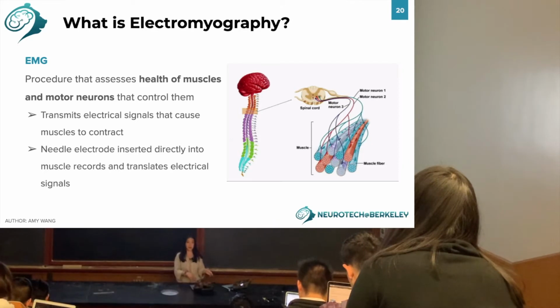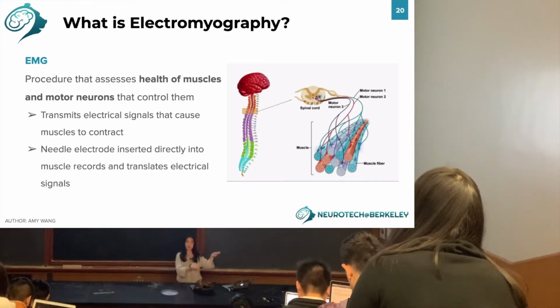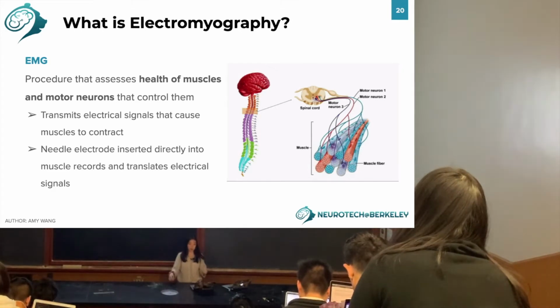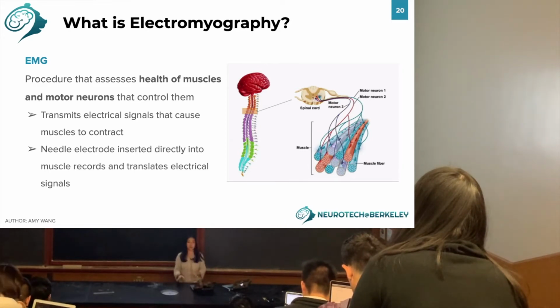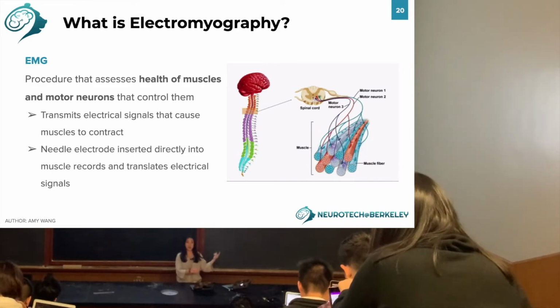So the brain has upper motor neurons in the cortex of the brain, and these map to lower motor neurons in the spinal cord, which then have axons that come in contact with individual muscle fibers. So it's got that whole connection from the brain to the muscle. And these axons release neurotransmitters that turn muscle fibers on and off. And yeah, that's basically what EMG is exploring. What it's analyzing is that connection from motor neurons to your muscles themselves.